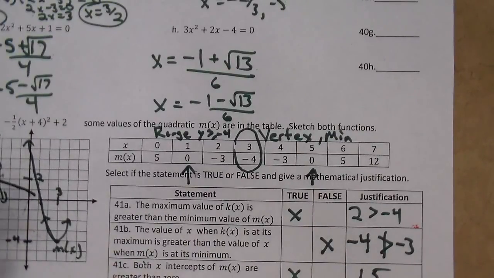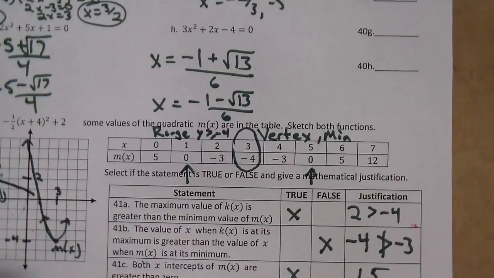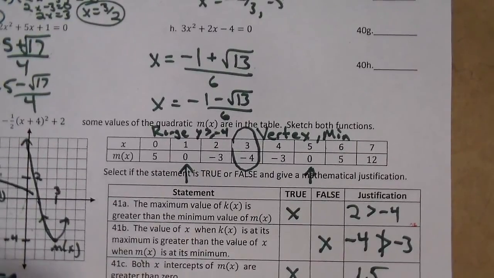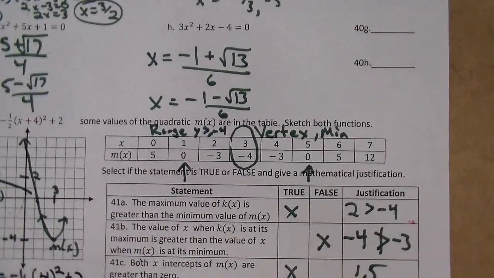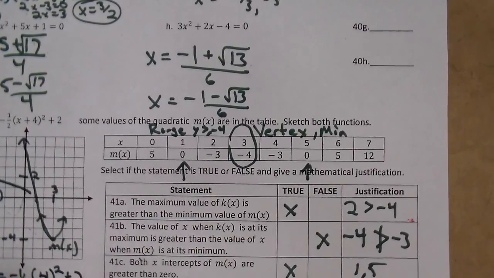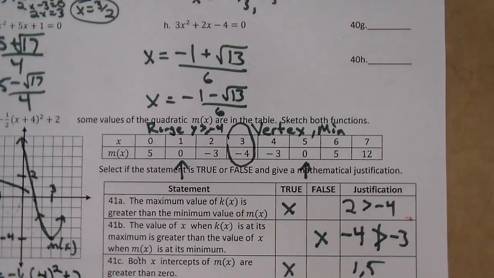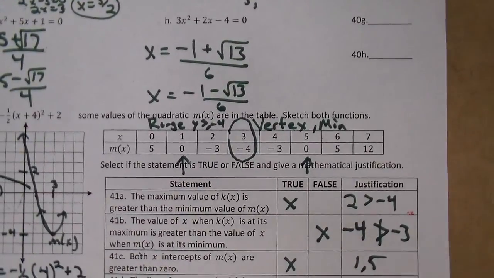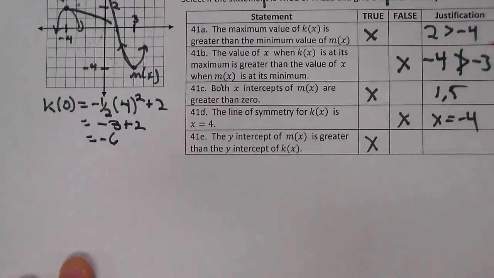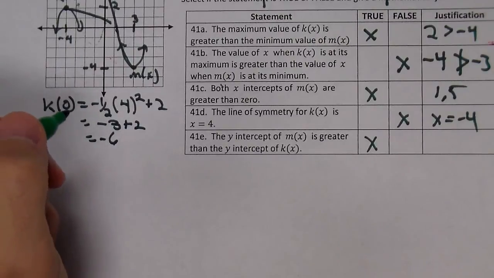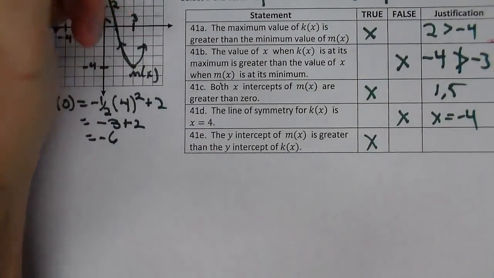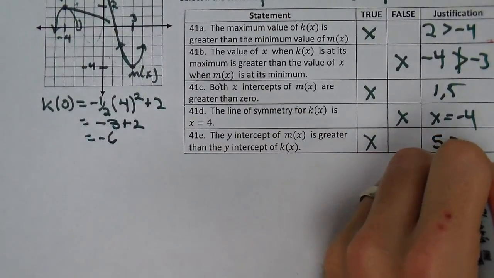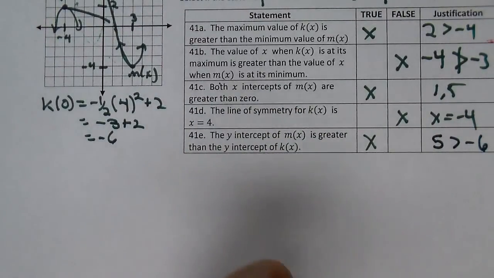What you could also do is plug in 0 for x in both graphs. And it looks like we get negative 6 is the intercept for k of x. And then m of x, at x equals 0, it's 5, and 5 is greater than negative 6, so that one is true.